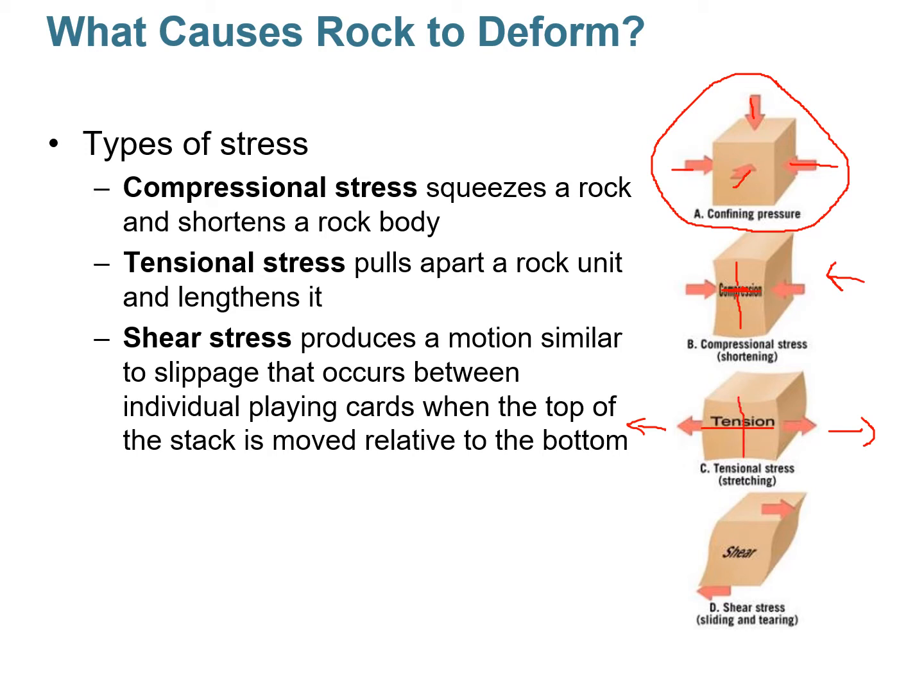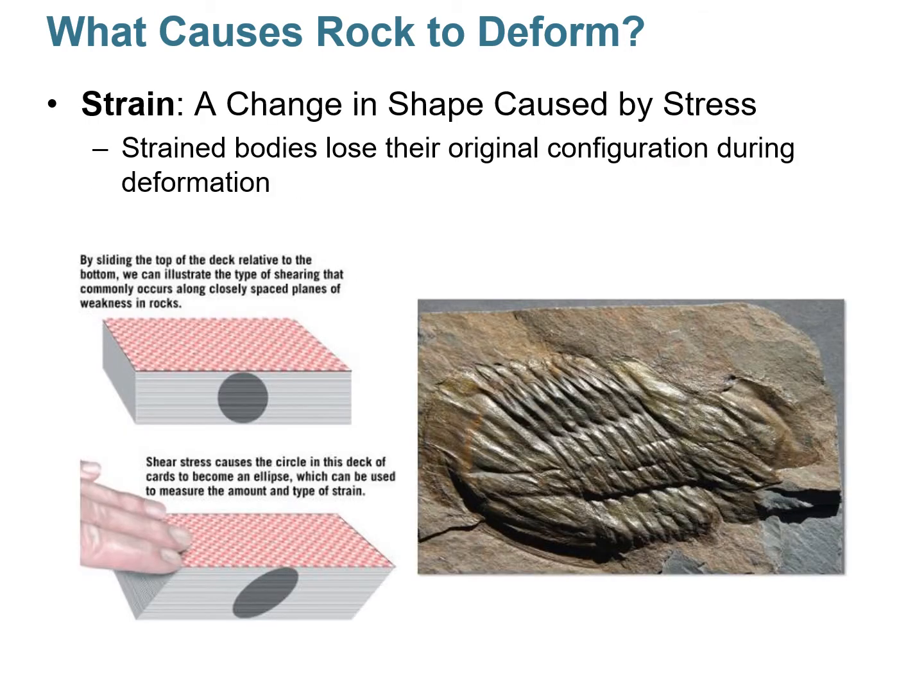And then shear stress is where you have stress forces being pushed in opposite directions. The best way to visualize this is to imagine a deck of cards. You put your hand on the top of the deck and you push the deck this way. The cards down here won't move, and the cards up here will move in that direction and create this unusual shape. That's shear stress. In fact, here's a picture. You can visualize it nicely right here.